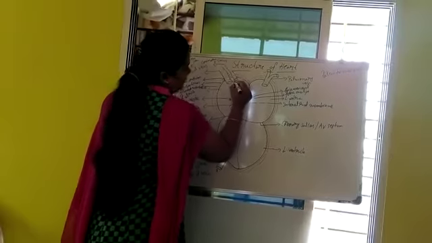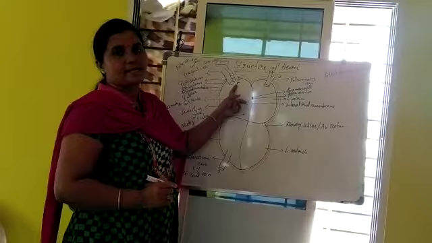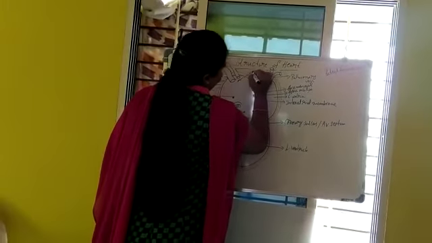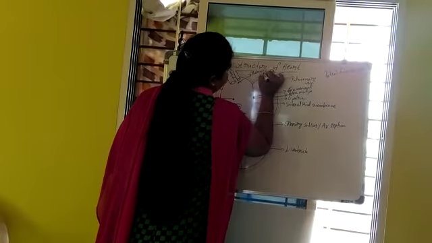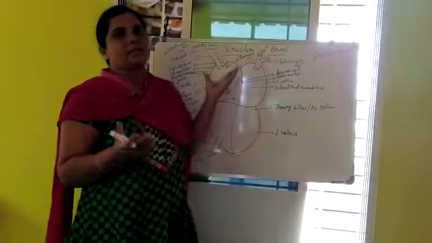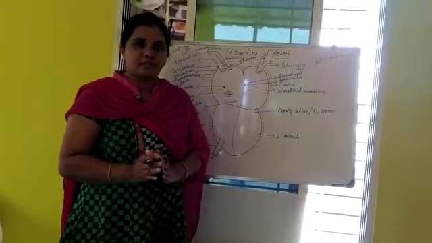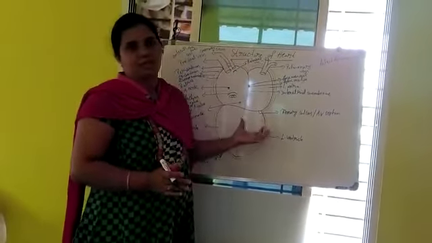Here one more valve is also there, near the coronary sinus. This valve we can call the Thebesian valve. What is the general function of valves? They stop the backflow of blood. That is the main function of valves. Okay, so this is about the structure of the heart.